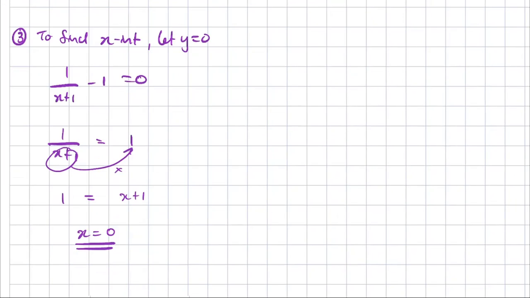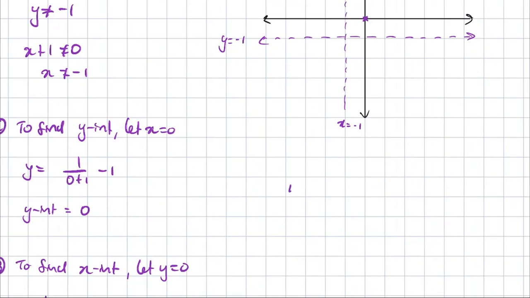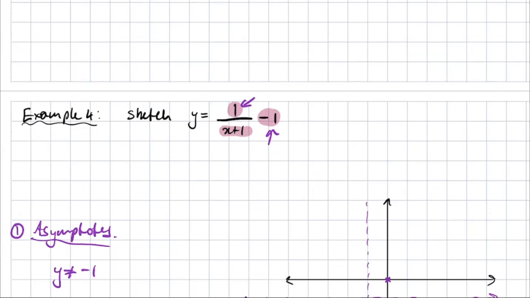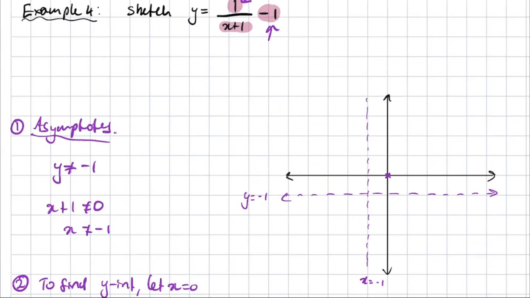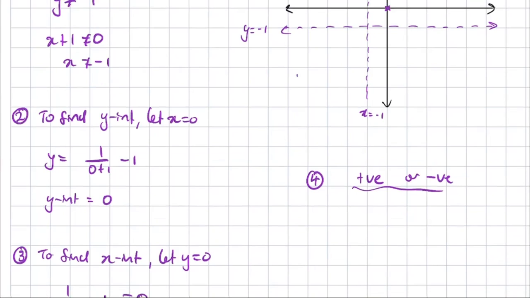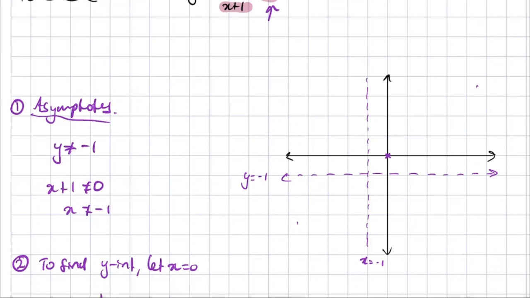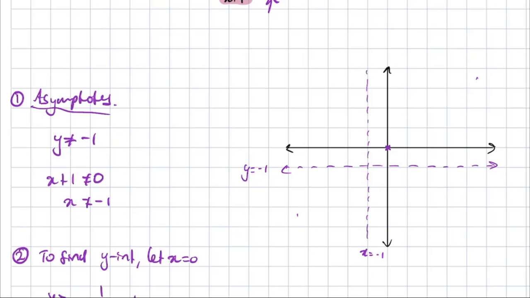The final step, step 4, is to determine whether it's positive or negative, and that's just to help us find which quadrants it is in. So we look at the number on top. We know it's positive, so it's going to be up in these two quadrants around our asymptotes. So it's a positive hyperbola. Now that we have all of that information, we can sit down and sketch it. Sketching our hyperbola will look a little bit like this.